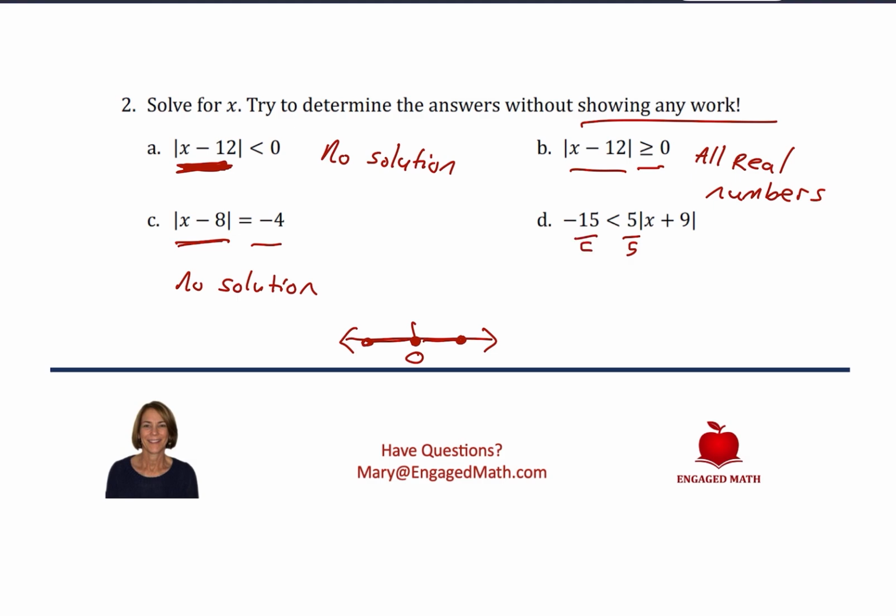And then this last one, we have to do a little work to be able to see it a little bit better, in my opinion. So we're going to divide both sides by 5. So now we have -3 is less than the absolute value of x plus 9. And once again, the right-hand side has to be either 0 or greater than 0, which means it will always be greater than -3, no matter what value of x is put in. So once again, I'm going to take a little abbreviation and just put ARN for all real numbers.